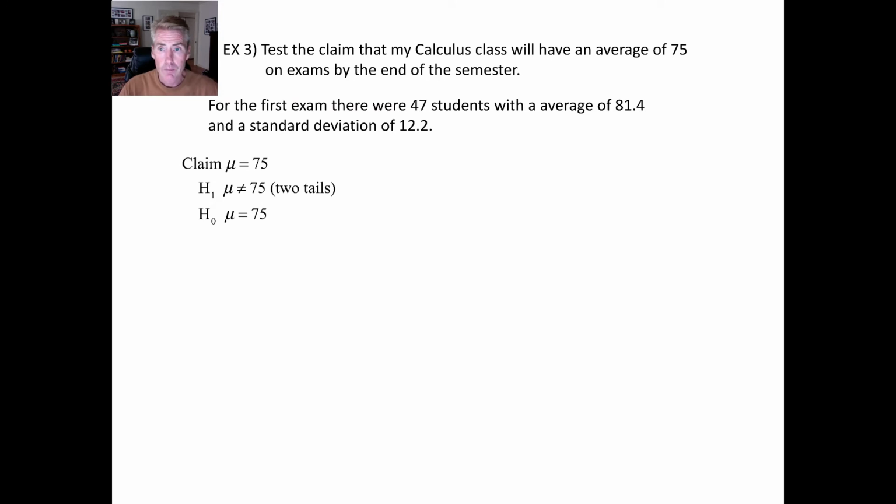So the claim is that they will have an average, so that means it's equal to. H1 cannot have equals, so it's going to be the opposite, not equals. And when it's not equals, that means two tails. Like always, H sub O has equals. And be sure to always write down the data. Here's the information that I use: N, X bar, and S.